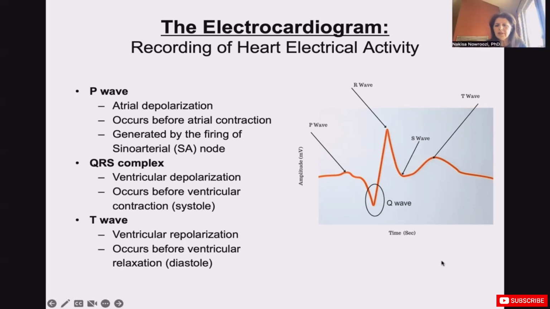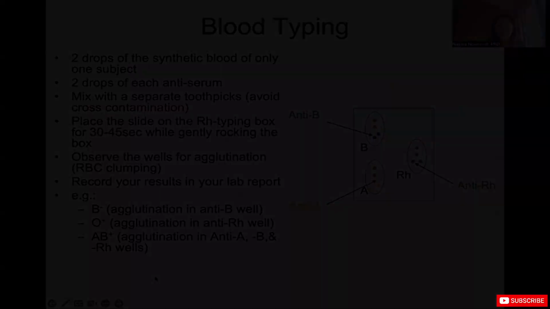So here in the T wave, you have ventricular repolarization, right? In the QRS complex, we had depolarization. Here is repolarization, an electrical event. Then this one is followed by ventricular relaxation, which is called diastole. So you have systole, ventricular contraction, and diastole, ventricular relaxation.